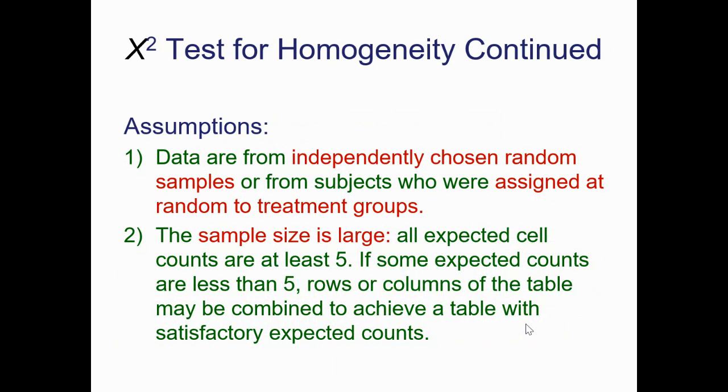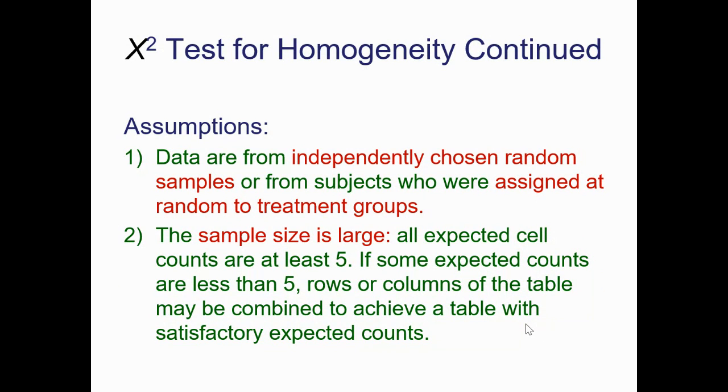Also, the sample sizes must be large. The way we're going to tell on this one is if all the expected counts are at least 5. If some of them are less than 5, then we're going to have to combine either rows or columns.